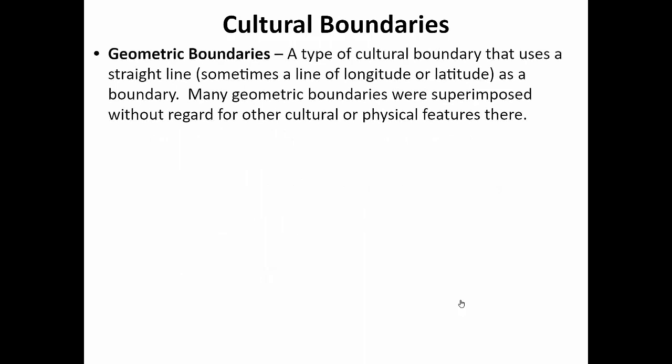Cultural boundaries, my goodness, there's a number of them. Let's start with geometric. A geometric boundary is simple. It's a straight line. And it is usually drawn to correspond to a line of latitude or longitude. And oftentimes, if we don't have a better boundary to use, we'll just use a nearby line of latitude or longitude, and that creates geometric boundaries because it creates straight lines. Many geometric boundaries are also what are called superimposed, which I will get to in the next slide.